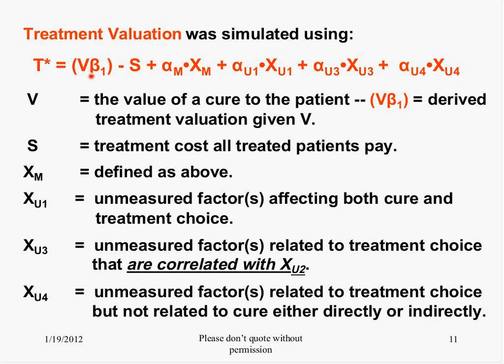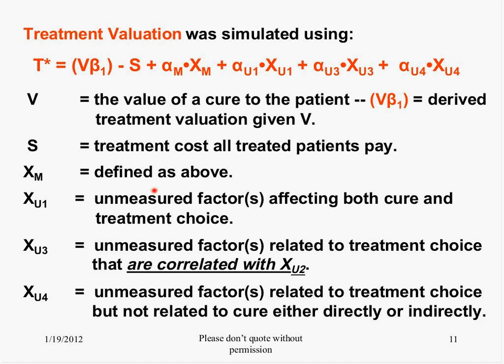So V represents the assumed value of a cure to the patient. So if someone values a cure at $2,000, that's what's in here. But then V times B1, where B1 is the increased probability of a cure that you found in our probability of cure relationship. So then V times B1 is kind of a derived valuation of a cure given V, before we subtract out any kind of cost or change things relative to the other characteristics. C here reflects the treatment cost in our simulations that all treated patients pay.